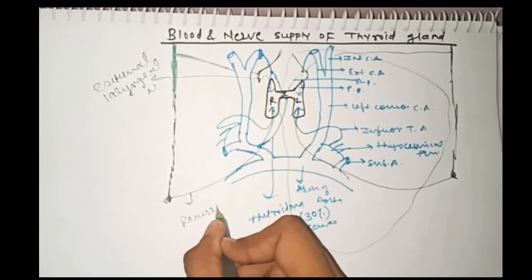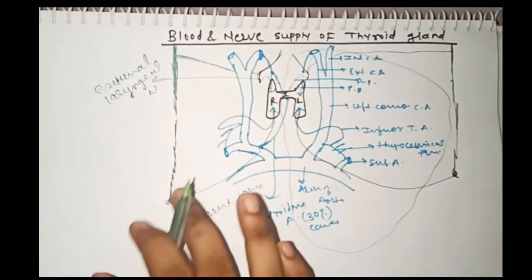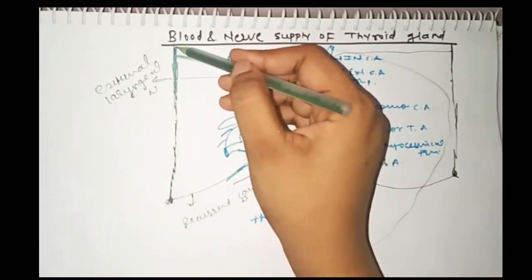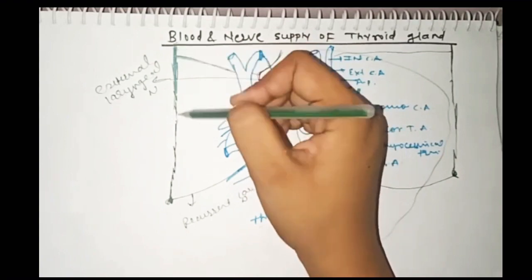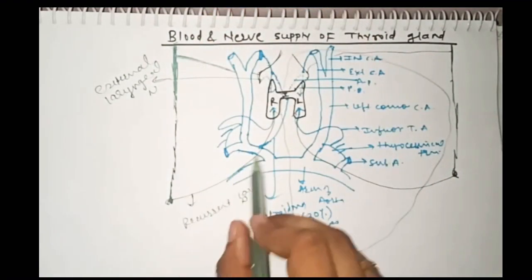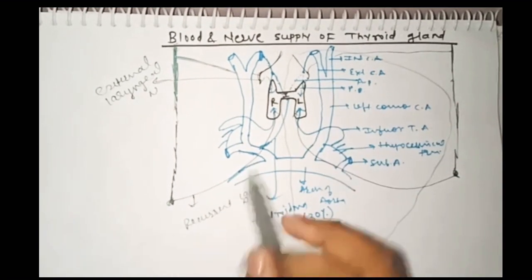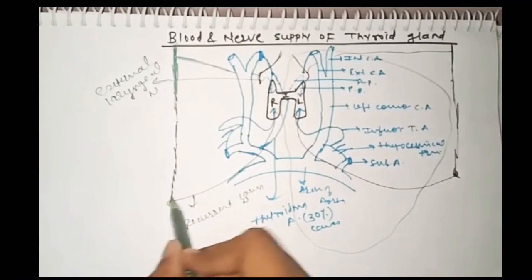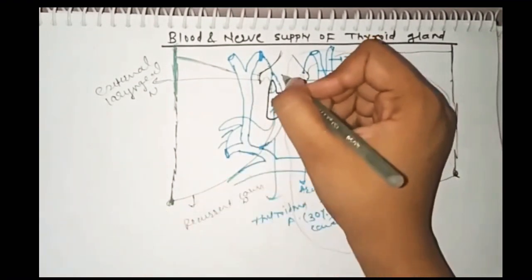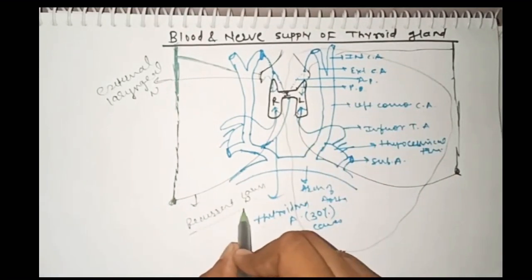Why is it called a recurrent laryngeal nerve? Because usually the direction of a nerve is from upper to downward. Usually a nerve supplies in a downward direction. But in this situation, the direction of the nerve is reversed. The direction is from the lower portion to the upper area. So the direction is reversed, and it is called the recurrent laryngeal nerve.